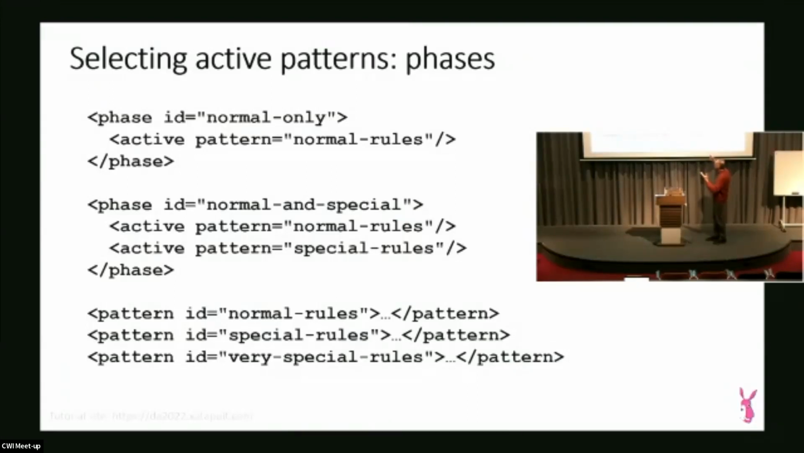And we have normal and special, and then we say, okay, we have 2 active patterns. And actually you might also expect a phase all, but you don't need to define that because that's the default. You could, but you don't need to. So the trick is to put an ID on your pattern and reference it with active elements in the phase. Easy.